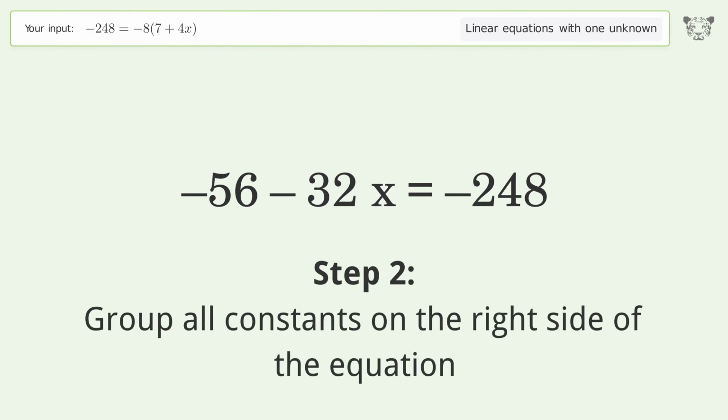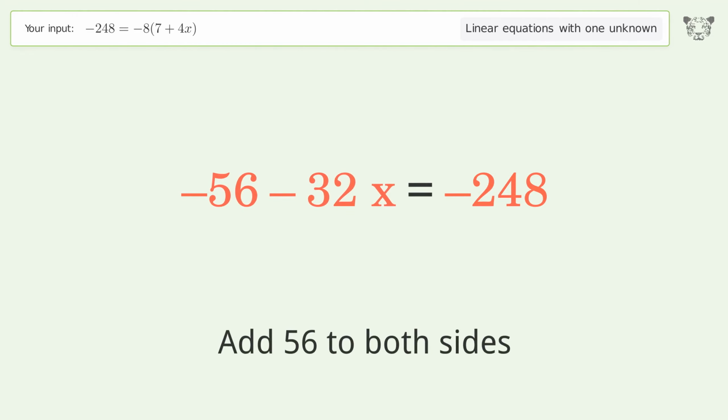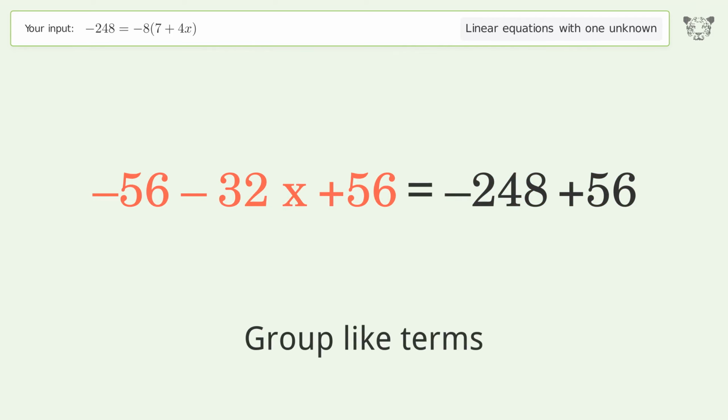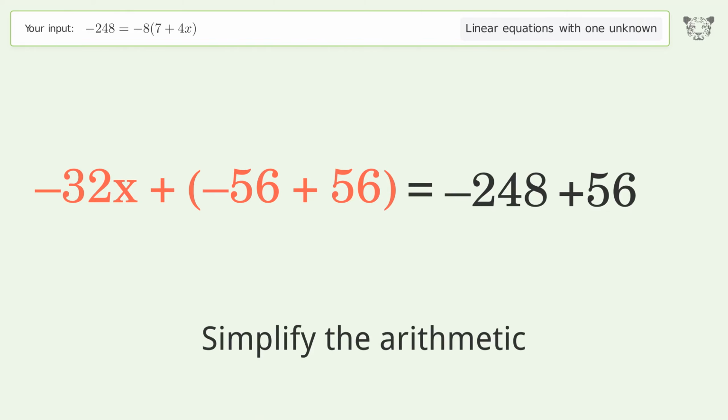Group all constants on the right side of the equation. Add 56 to both sides. Group like terms. Simplify the arithmetic.